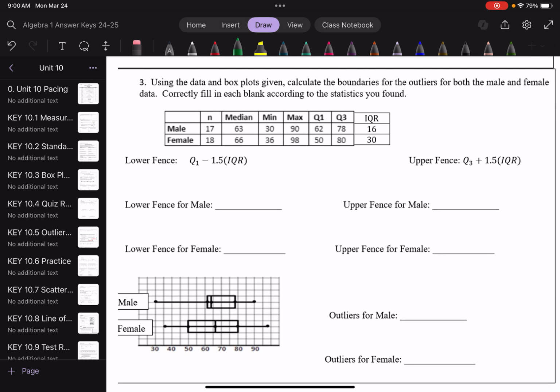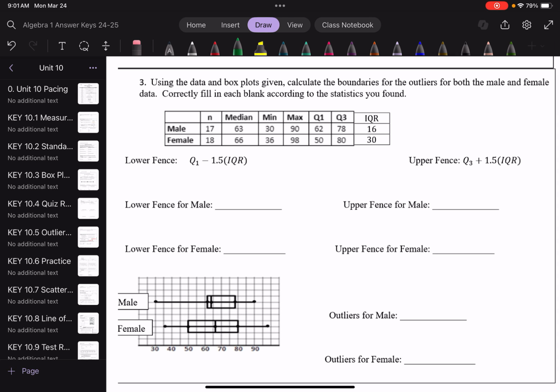Now let's see how I could apply this when I'm looking at 2 different sets of data. It says use the data and box plot given, calculate the boundaries for the outliers for both the male and female data. Correctly fill in each blank according to the statistics you found. Notice it's already calculated our measures of central tendency and our 5-number summary. We're given a median, a minimum, a maximum, the Q1 and Q3, and the IQR for both male and female players.